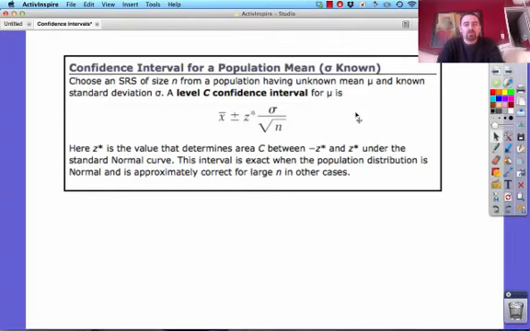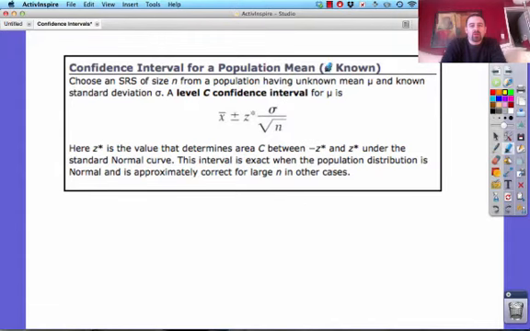All right, so now we're going to get into a more realistic situation than what we've been doing before. We're looking now at confidence intervals again for a population mean. So we're trying to estimate the population mean using a confidence interval. This is what we've been doing so far, where we have x bar plus or minus z star times sigma over the square root of n.